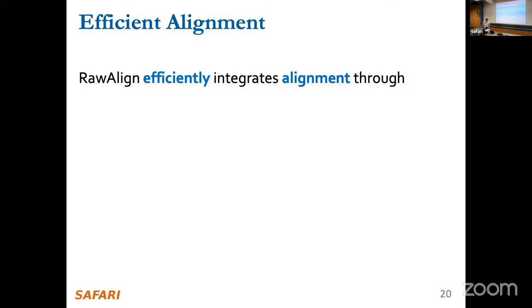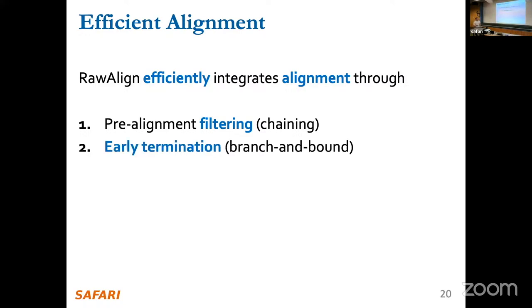So this was not really usable at that point. Nevertheless, we did get an accuracy improvement out of it already. So we at least knew conceptually this would work, but we need to make it fast. So what we did is we used pre-alignment filtering, chaining, and this is already in RawHash actually.